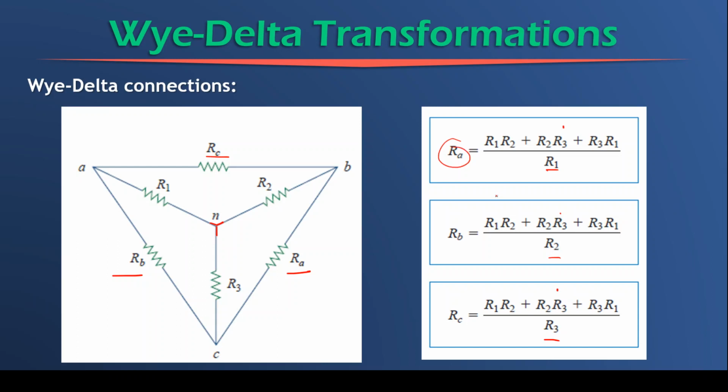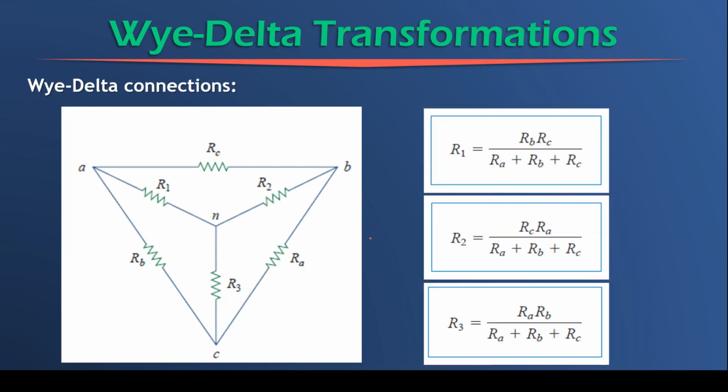So RA, we can see, is actually the resistor at this point and it's opposite to R1. Likewise, RB is opposite to R2 and RC is opposite to R3. So to ensure that you remember these equations, you know that the numerator is the same. It's the multiplication of the resistors R1, R2 plus R2, R3 plus R3, R1 for all of the different resistors, and the denominator is just the opposite resistor.